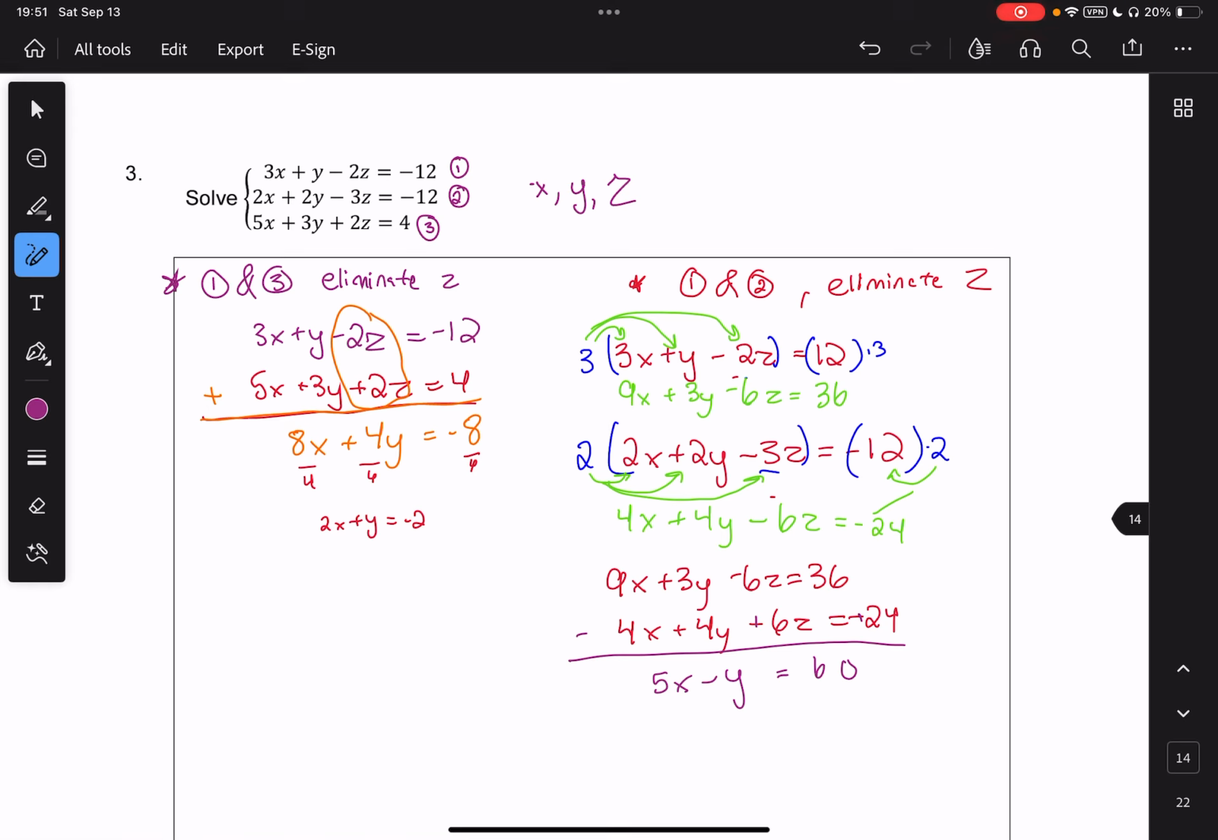Now what we have is 5x minus y equals 60, and then our 8x plus 4y equals negative 8. Okay, so now take a second. What do you think our next step is going to be?